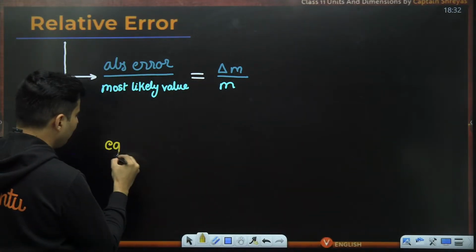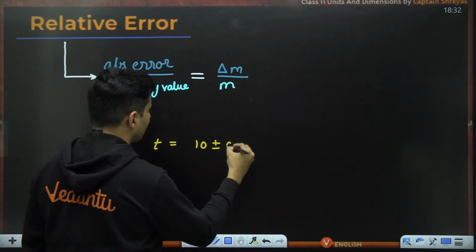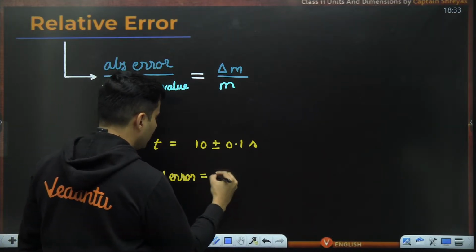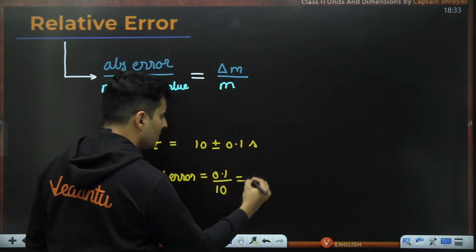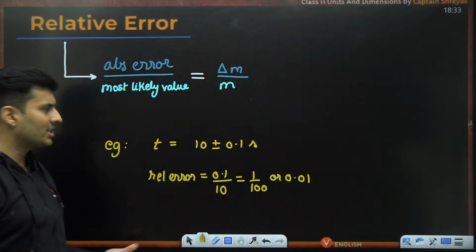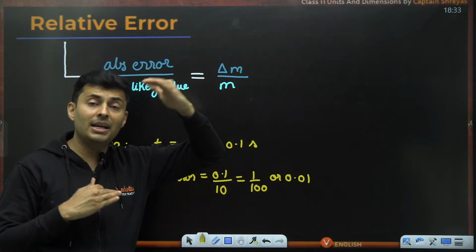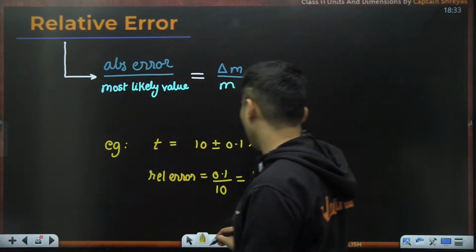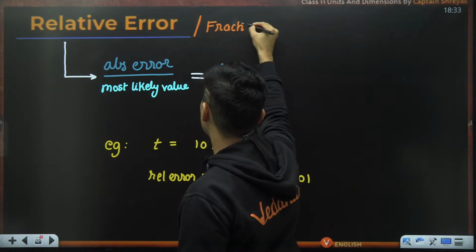Example, I tell you the time is 10 plus minus 0.1 seconds. Then the relative error is 0.1, which is the uncertainty, divided by 10, the most likely value. So it will be 1 by 100, or you can also write it as 0.01. It's like a fraction, a decimal value. It tells me, as compared to the main quantity, how much fraction is there. It's also sometimes called the fractional error.